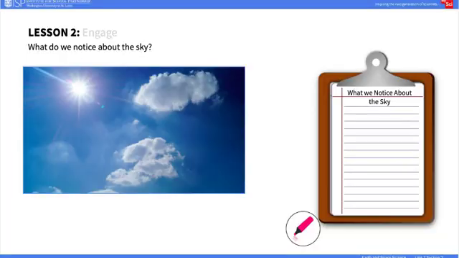In the Engage, students observe the sky looking for the sun, clouds, and other observable patterns. Start a chart titled, What We Notice About the Sky, and record their responses.